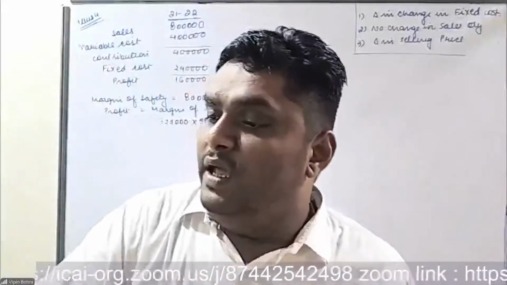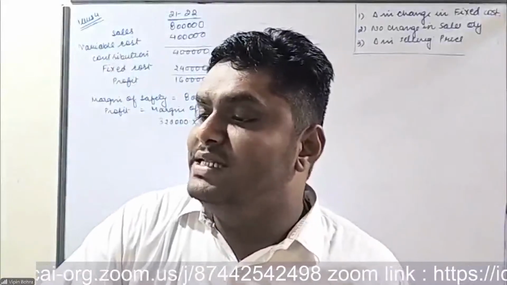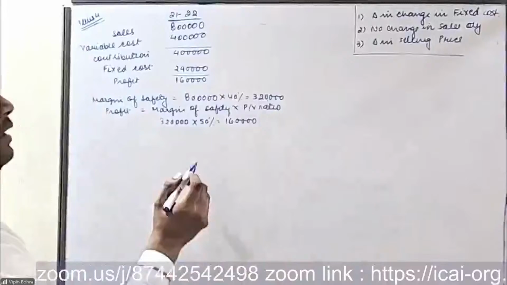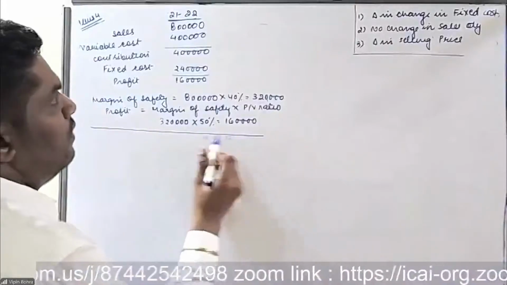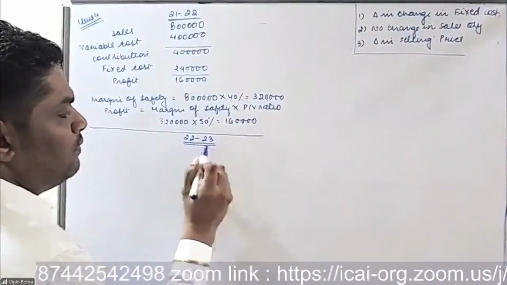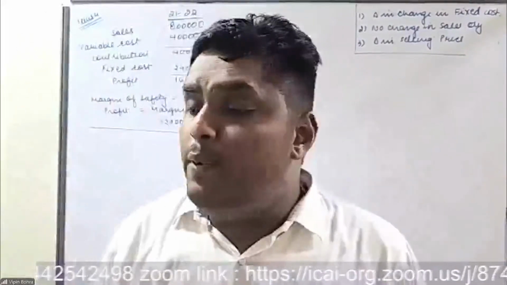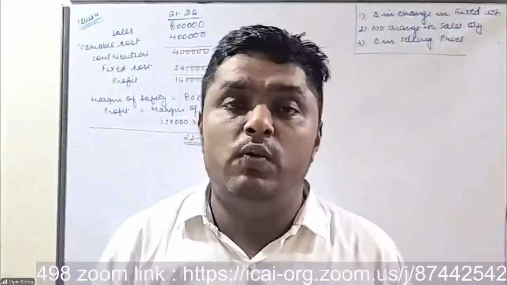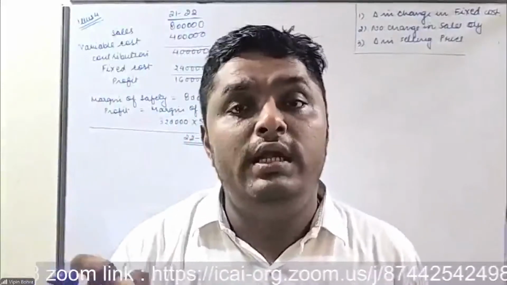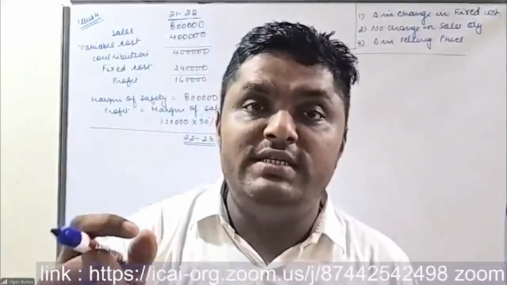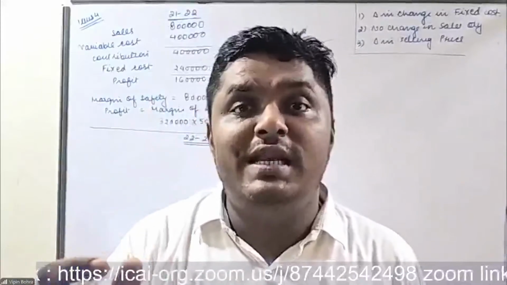Now we are required to first calculate the sales for 22-23. Now, the key point is here in the sales, there is no change in sales quantity. There is change in sales. Why? Because of change in selling price.